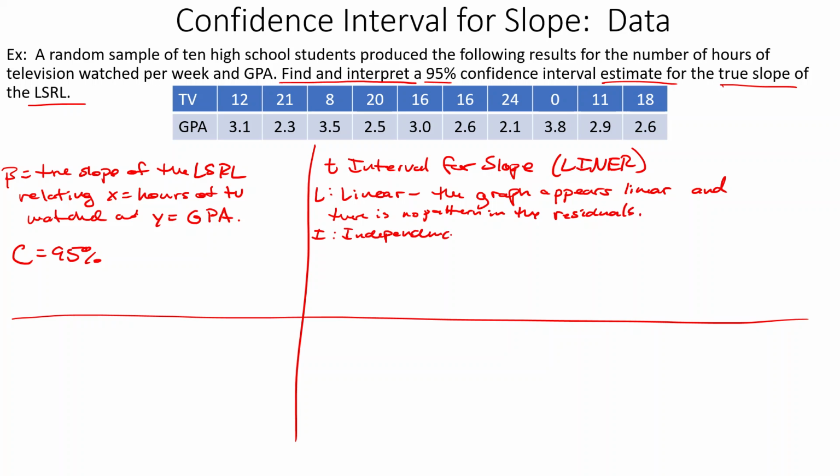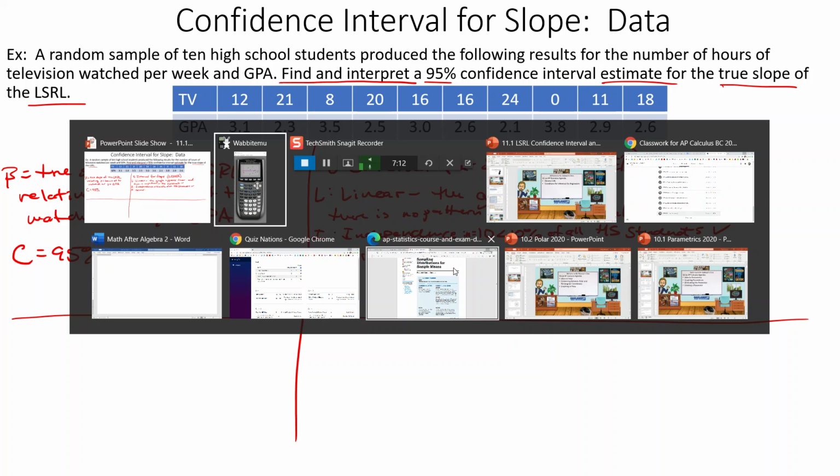Independence. All right, so 10, which is our N, is definitely less than 10% of all high school students. All right, so that checks out, N. All right, so now we want to look at the histogram. So this is the normal condition, and we want the histogram of the residuals.